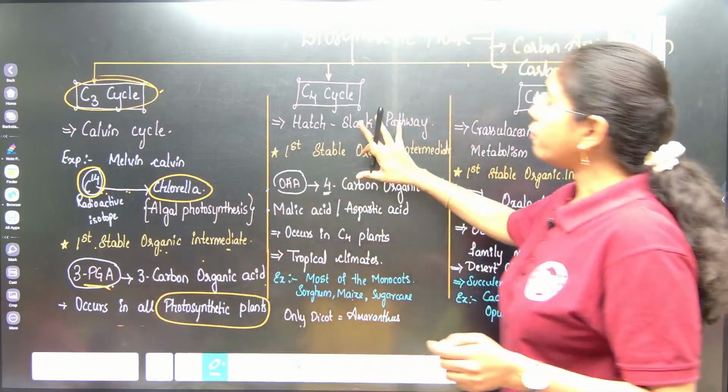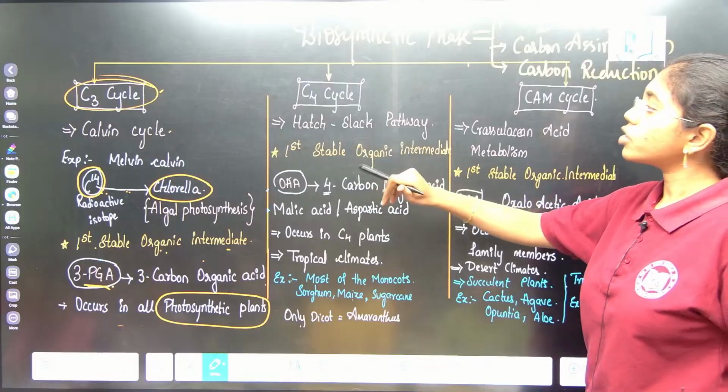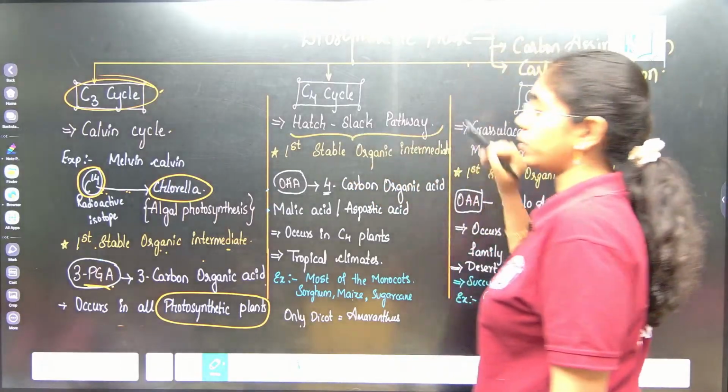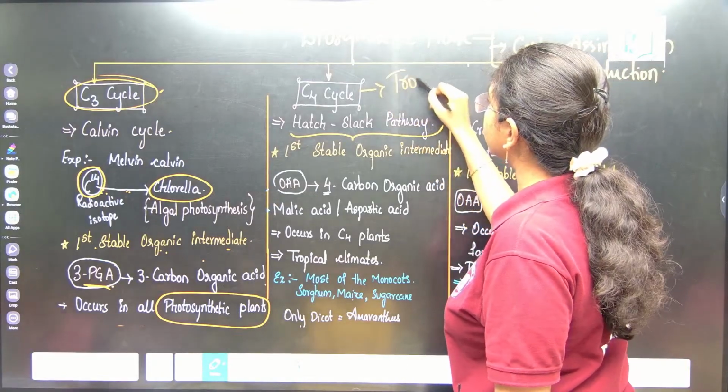Now, C4 cycle. C3 cycle occurs in all the plants. C4 cycle is also known as Hatch-Slack pathway. C4 cycle occurs in tropical plants.